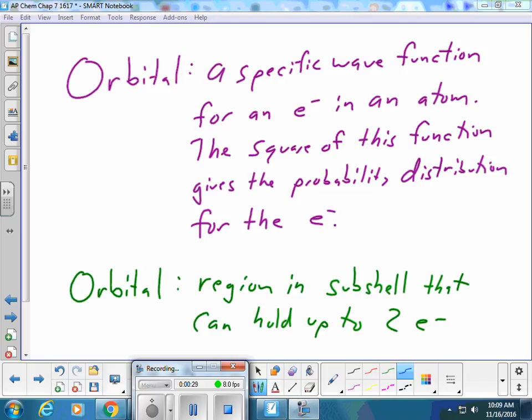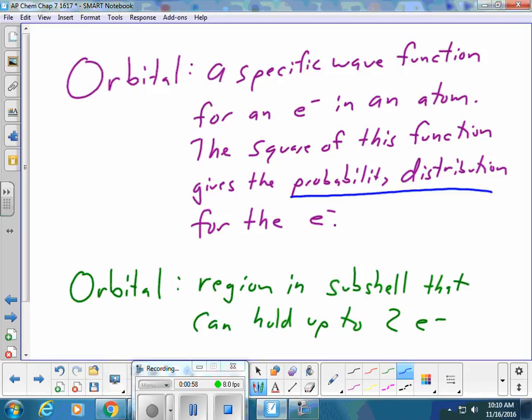We talked briefly about Erwin Schrödinger, and he came up with mathematical equations to try and explain electron arrangements in atoms, and this orbital is one way to look at that. We are not going to get into the mathematics behind that, and I think we are going to use the definition more in green here for our purposes, and we'll say it's a region in a subshell that can hold up to 2 electrons. I do want to talk a little bit about this idea of probability distribution.